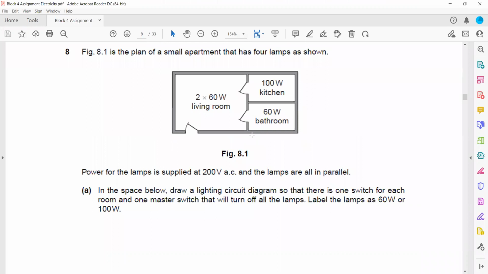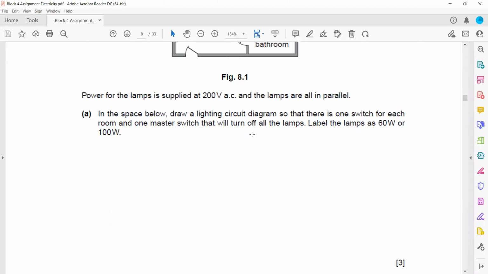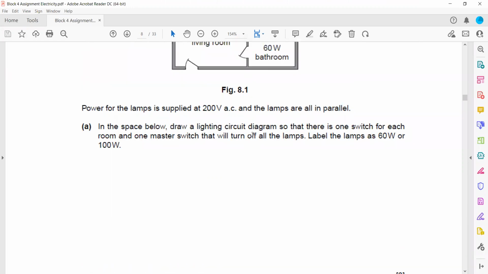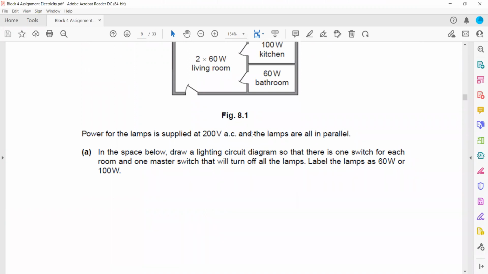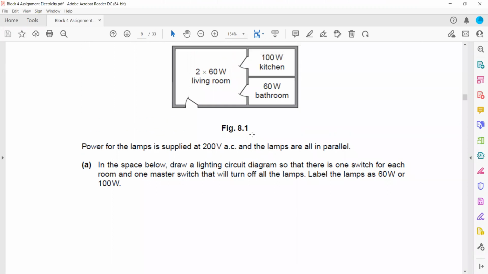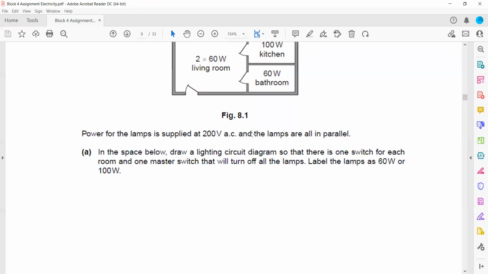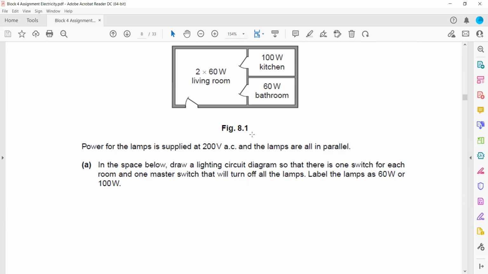So figure 8.1 is a plan of a small apartment that has 4 lamps. The lamps are supplied at 200 volt AC and the lamps are all in parallel. In the space below, draw a lighting circuit so that there is one switch for each room and one master switch that will turn on and off all the lamps. And label the lamps as 60 watt and 100 watt.